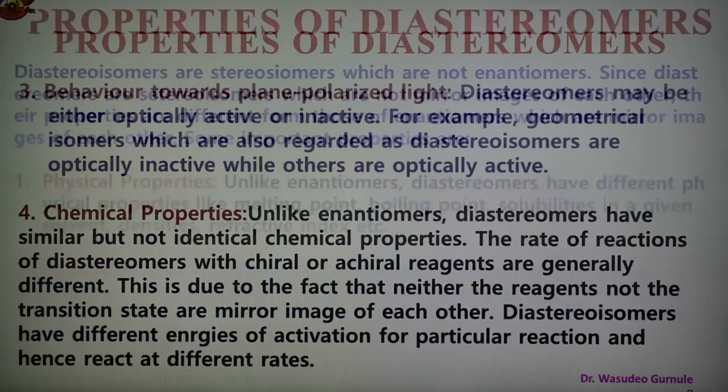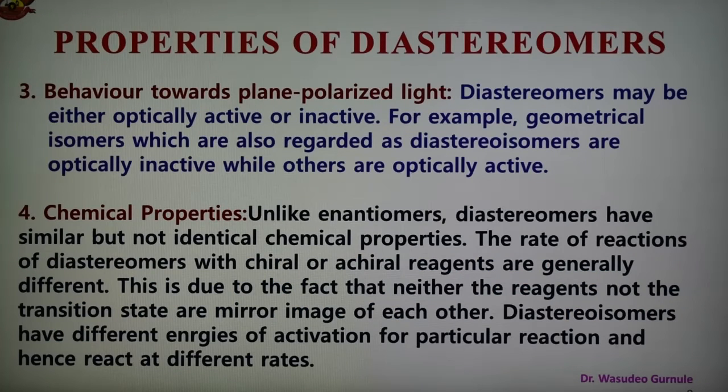And the third important property of diastereomers is behavior towards plane polarized light. As we know, diastereomers may be either optically active or inactive. For example, geometrical isomers, which are also regarded as diastereoisomers, are optically inactive, while others are optically active. So depending upon the behavior toward plane polarized light, these isomers are optically active or optically inactive.